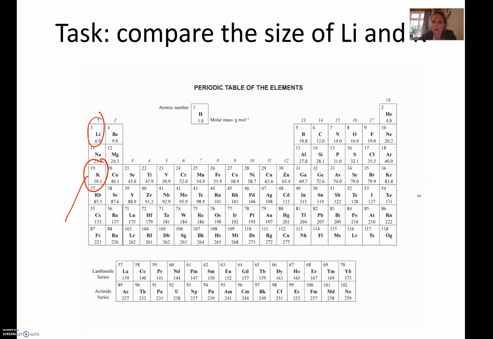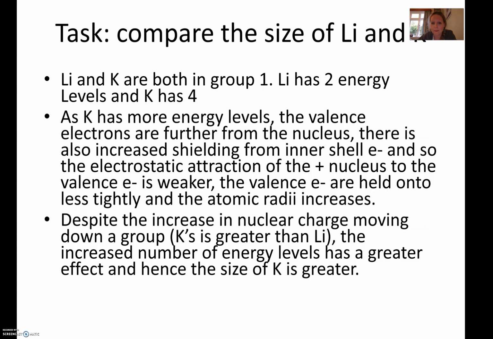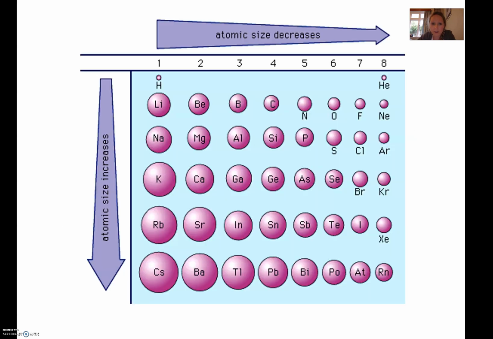This is going to weaken the electrostatic attraction between the valence electrons and the nucleus, and therefore the size of potassium will be greater. Despite the fact that potassium has 19 protons and lithium has 3, the greater number of energy levels is having the greater effect, and therefore potassium will be bigger. Again, here's my answer. Please feel free to read through it.